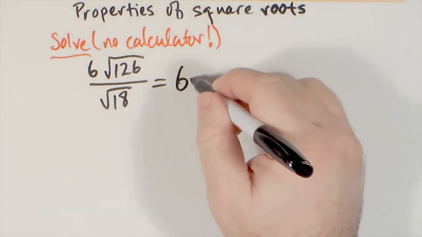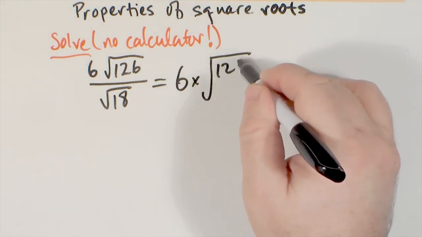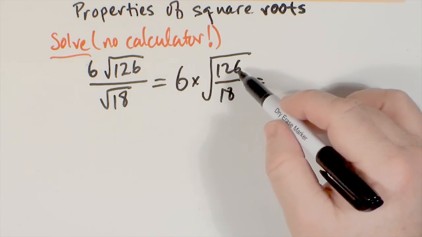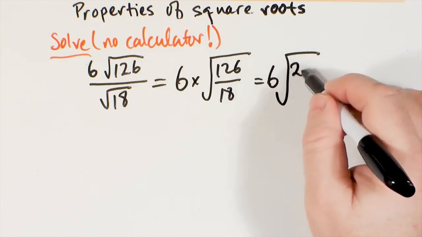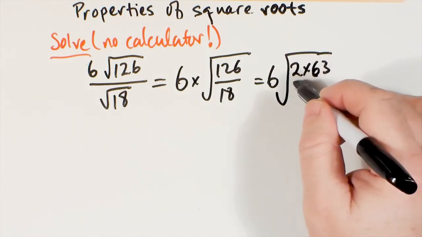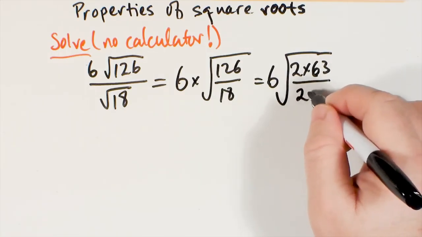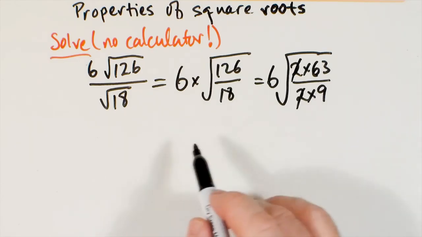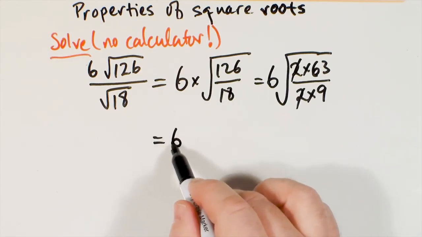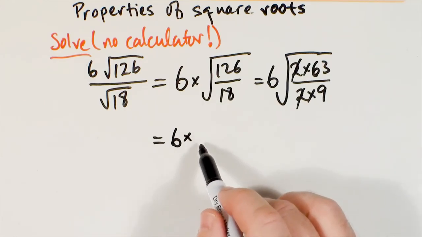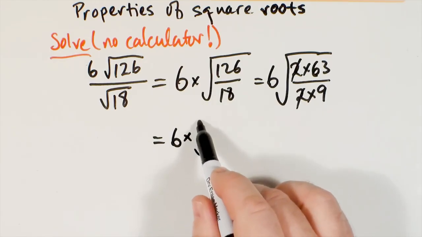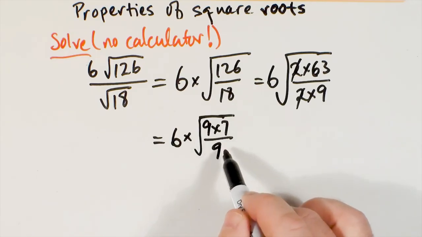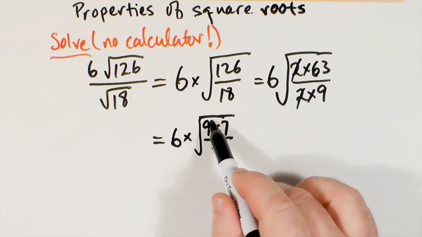So we can take the 6 outside the fraction, and 126 over 18 could be combined under a single surd. And that can become useful because we can actually cancel some terms this way. So keeping the 6 outside, the 126 can become 2 times 63, and 18 is like 2 times 9. And notice that a 2 is common on the top and on the bottom of the fraction, and we can cancel them out. We end up with 63 over 9. So 6 times root 63 over 9, well, the square root of 63 factors into 9 times 7. And we got 9 times 7 over 9. And now we see that the 9 is common on the top and the bottom, and they cancel, and we end up with 6 root 7.